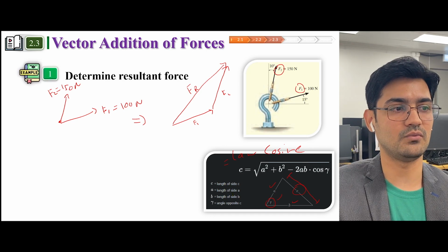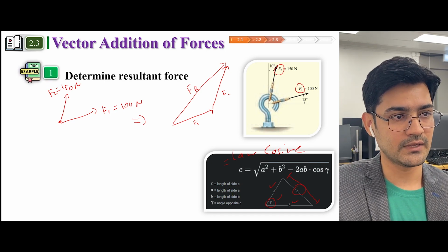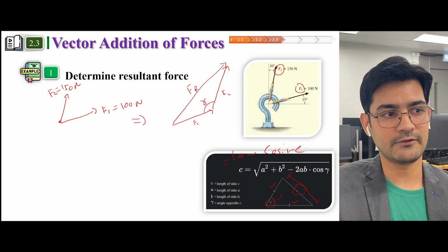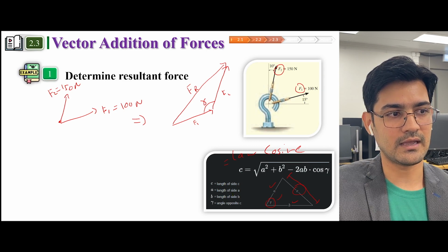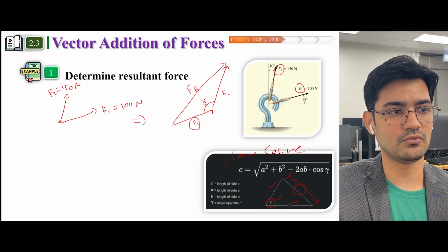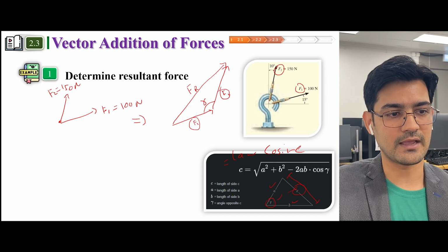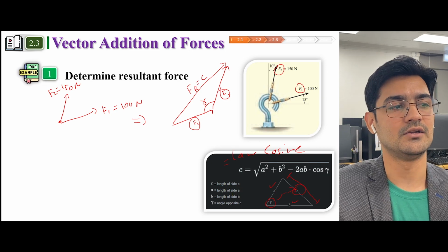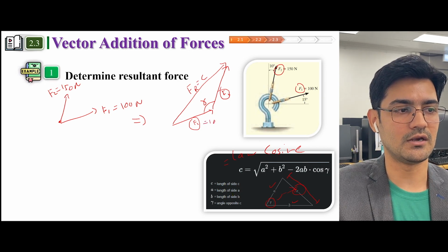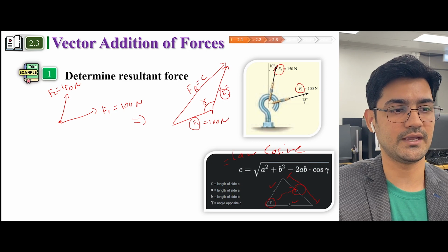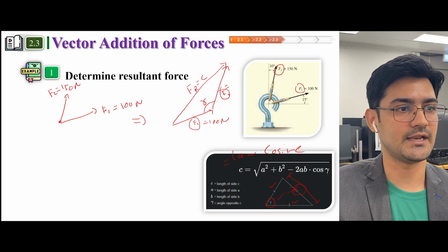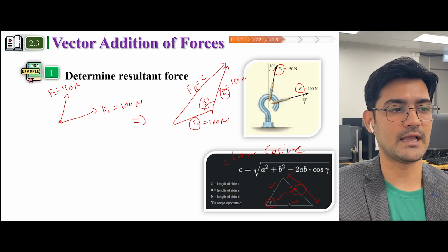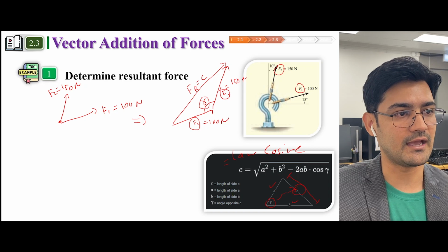Now we're going to try to find the resultant of this force. If we know this angle, let me say this is gamma, and if we know F1 and F2, then opposite of gamma is C, which is represented by Fr. So we can find this Fr. We know F1, which is 100 Newton. We also know F2, which is 150 Newton. So all we have to do is to know what gamma is. So how to know gamma? Let's see what we have.